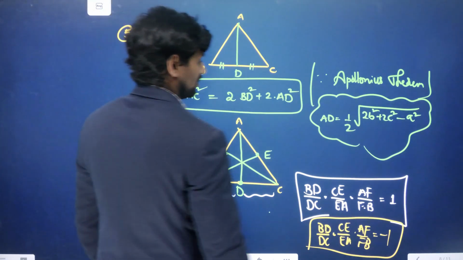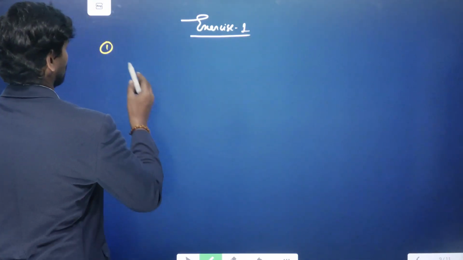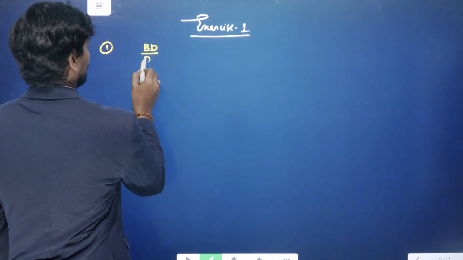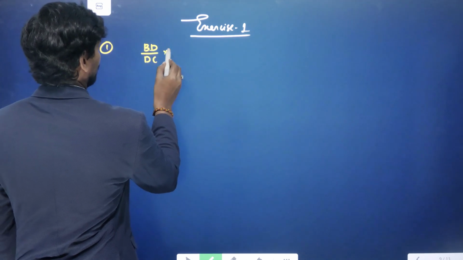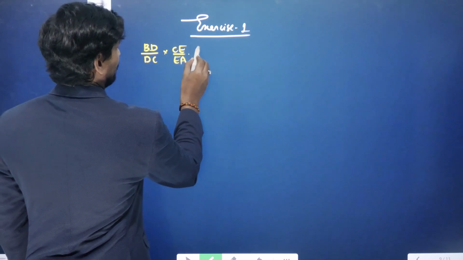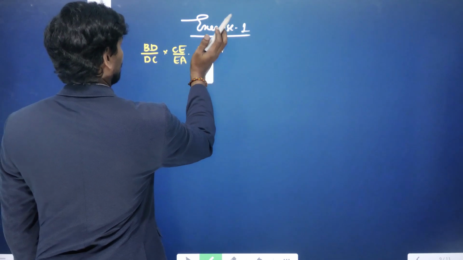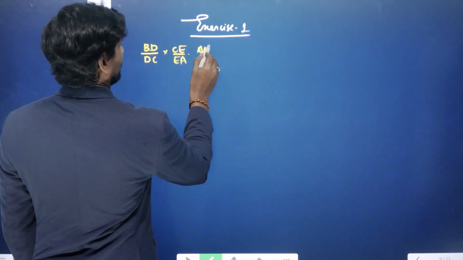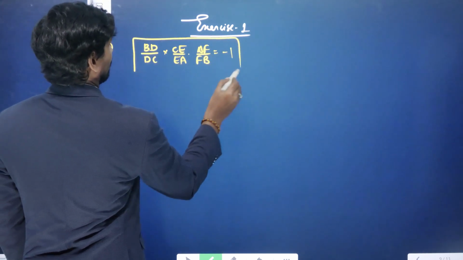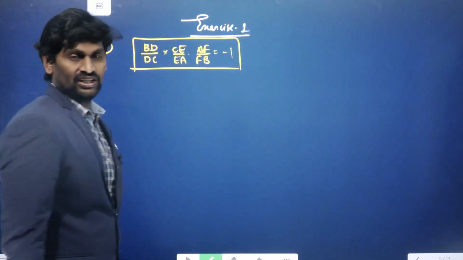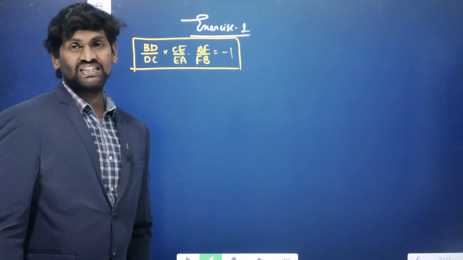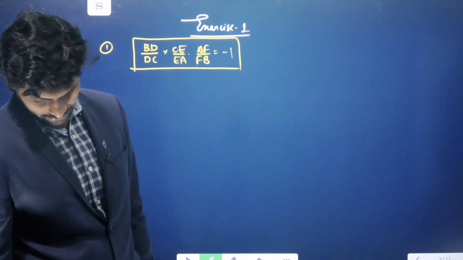Let us go to the question. From this we can write BD by DC into CE by EA into AF by FB is equal to minus 1, where AD, BE and CF are the transversals.